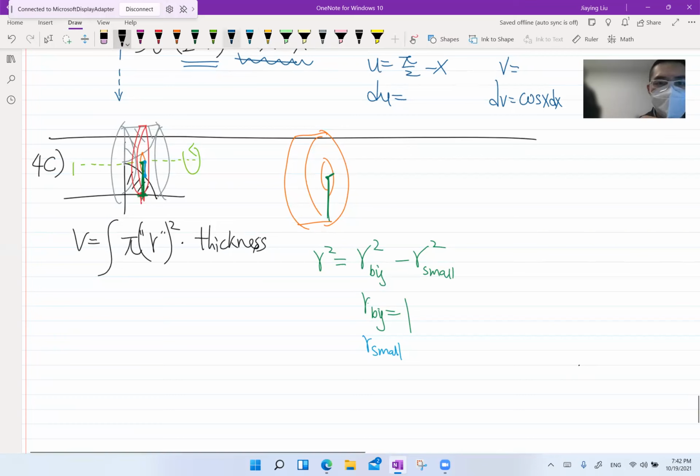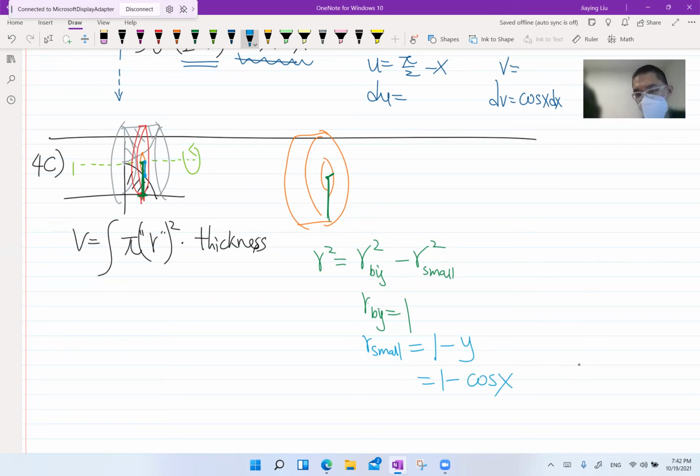So I'm going to write R small is equal to the difference between y equals 1 and some y value for now. And I can put in what y is. Recall that y equals cosine x, so 1 minus cosine x. Now I can put those terms in the volume integral.